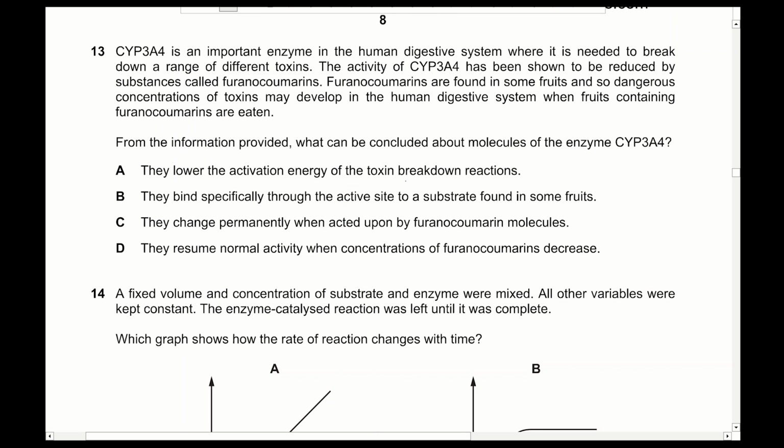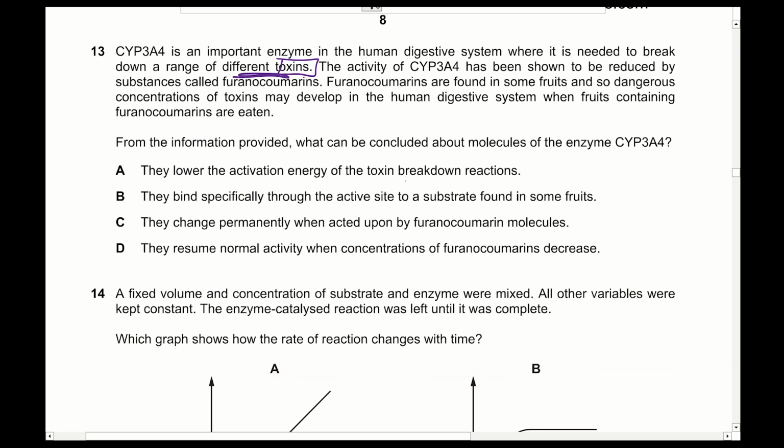Cytochrome 3A4 is an important enzyme in the human digestive system where it is needed to break down a range of different toxins. So the substrates for this enzyme are the toxins. Now, the activity of cytochrome 3A4 has been shown to be reduced by substances called furanocoumarins. Furanocoumarins are found in some fruits, and so dangerous concentrations of toxins may develop in the human digestive system when fruits containing furanocoumarins are eaten.